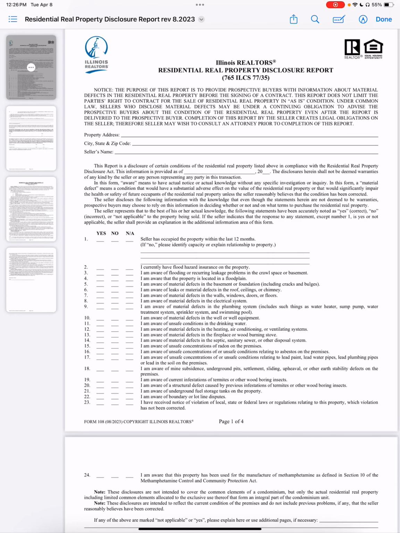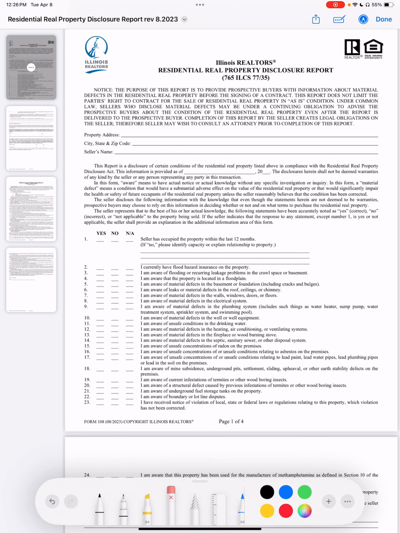Here we have the Residential Real Property Disclosure Report for Illinois. We're just going to read the first couple sentences to see the purpose of this report, because I think they do a really good job of explaining it. So here we have the purpose of this report is to provide prospective buyers with information about material defects in the residential real property before the signing of a contract.